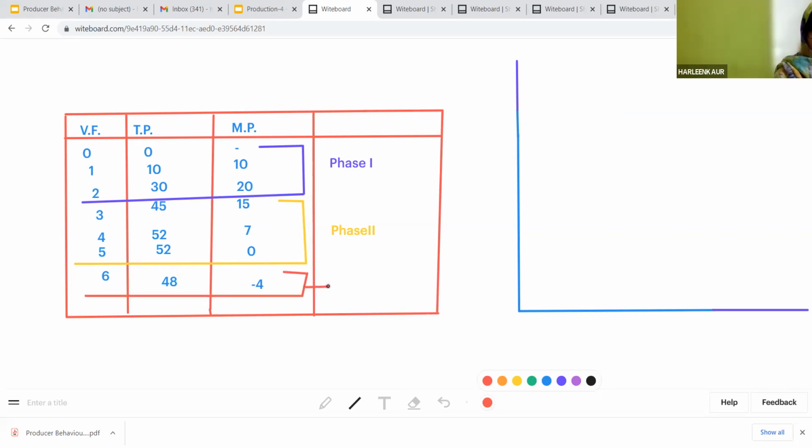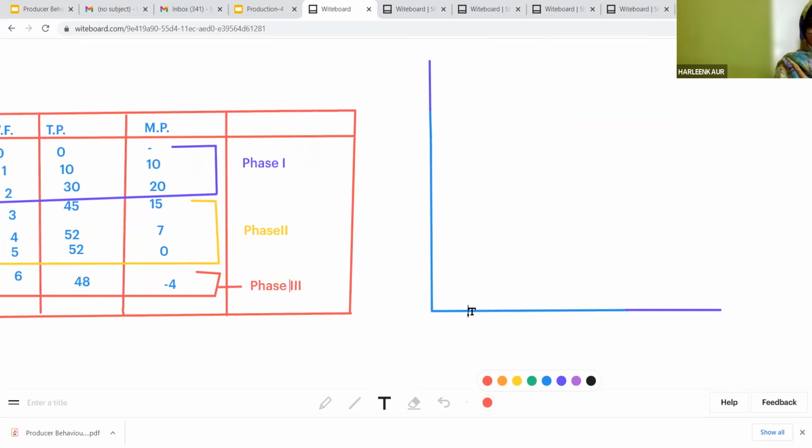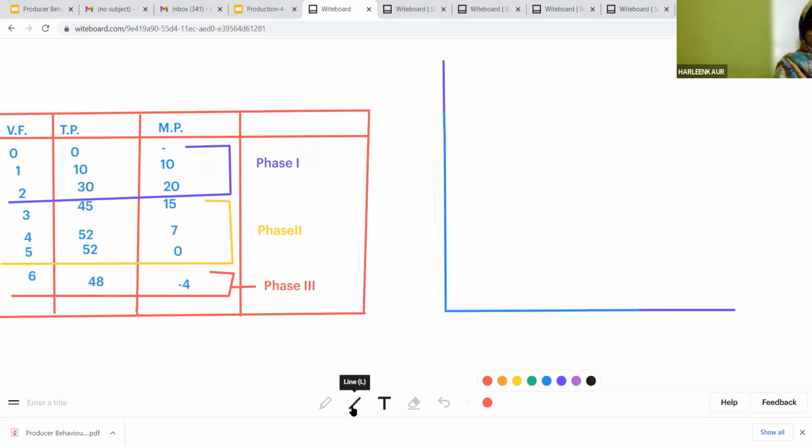This is our phase 3. Phase 3. Okay, so we know that under phase 1, we have increasing rate, under phase 2 we have diminishing rate, and under phase 3 we have negative rate. Yes? Yes. Okay. Now let's plot this curve with the help of this table.